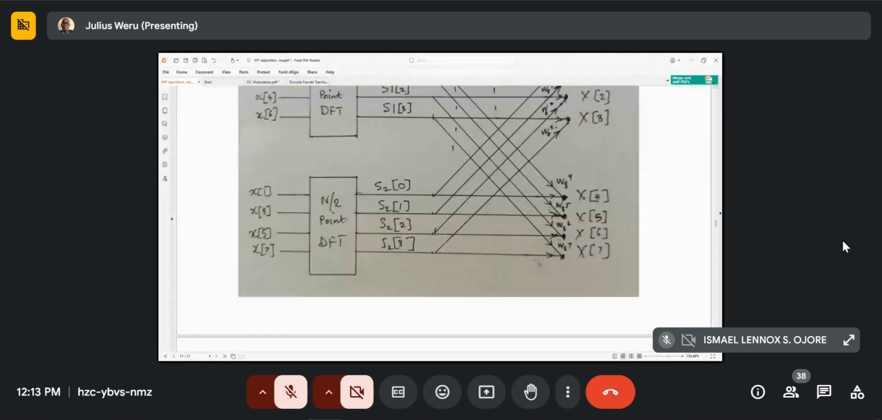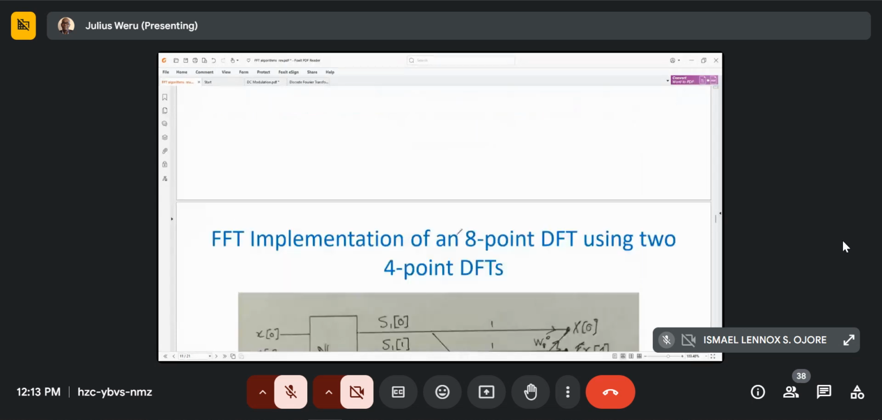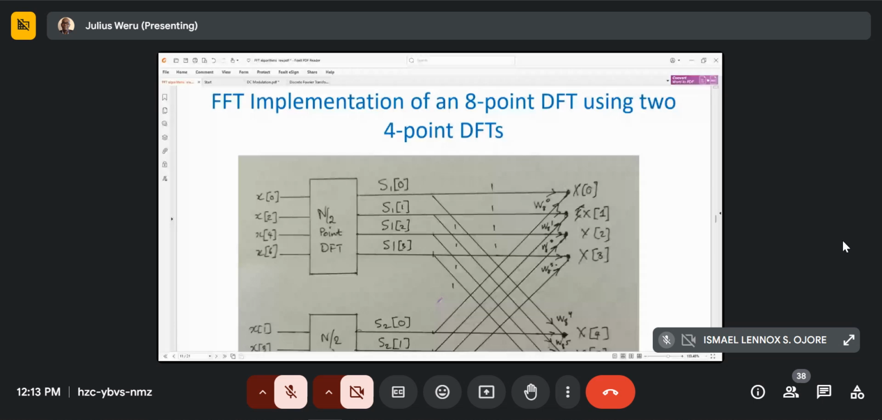And if you just go back to your formulas, we are going to find that x of 0 is simply s1 of 0 plus s2 of 0. But s2 of 0 is multiplied by Wn to the k, which is this one. Since k is equal to 0, that is like multiplying with w8 to the 0. So this applies to this. Always remember this applies to this.